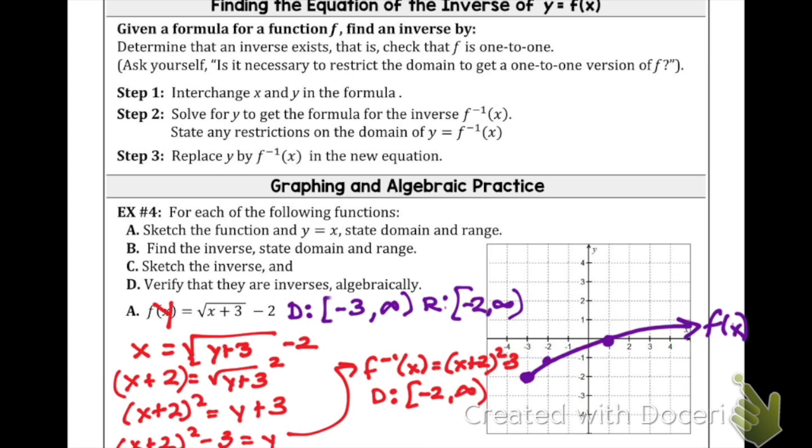And the reason why we need to restrict it is this right here is a parabola, right? And a parabola does not pass the horizontal line test, right? That's a parabola shifted to the left 2, down 3. So it's kind of looking like this. Don't put this on your paper, just watch for a second.